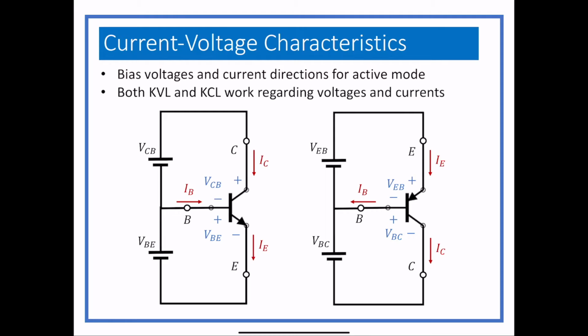Active mode is the mode that we use for amplifier circuits, if you want to send a signal through the circuit. Saturation mode is also useful for different applications. So when we use those, we have a different set of voltages we use for saturation mode versus active.